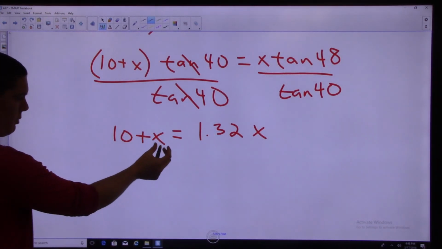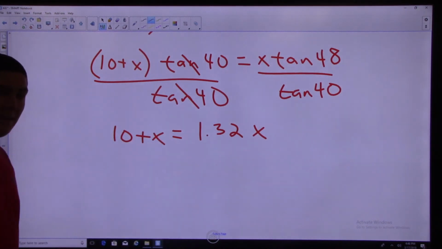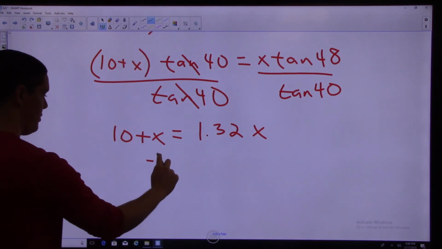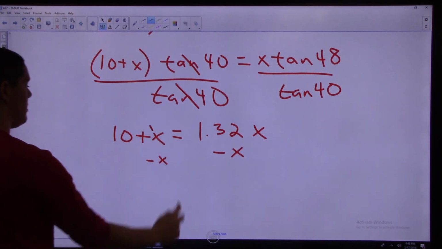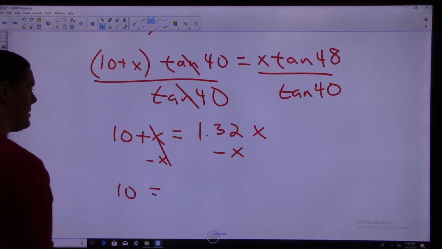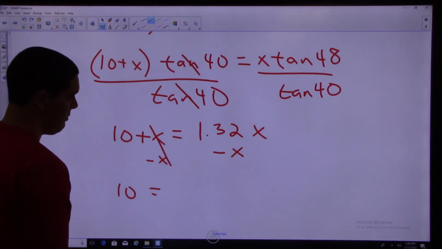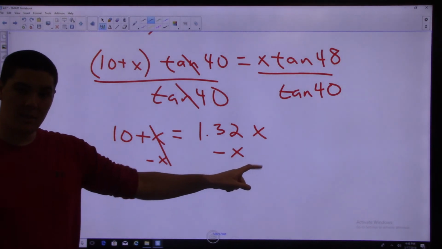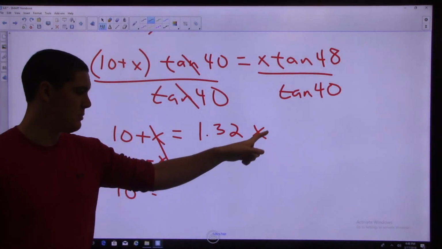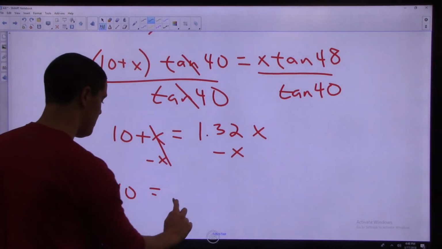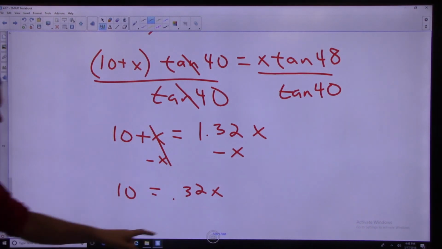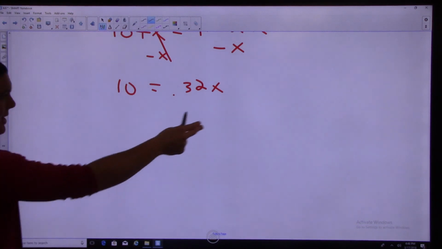Alright, so what we can do from here is we got to try to isolate x, get x on the same side of the equation. So in order to undo this plus x, all I got to do is subtract x. Cancel. We got 10 is equal to, if you got 1.32x minus 1x, so what's 1.32 of those guys minus 1 of those guys? The answer is 0.32 of those guys. Okay. So 0.32x.